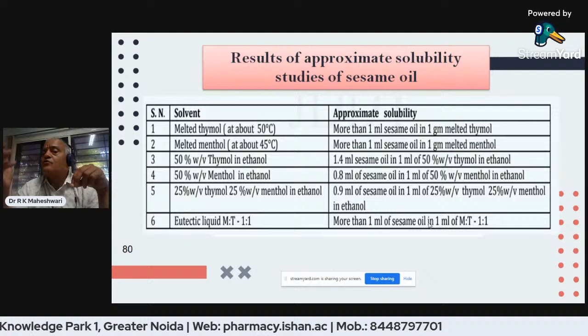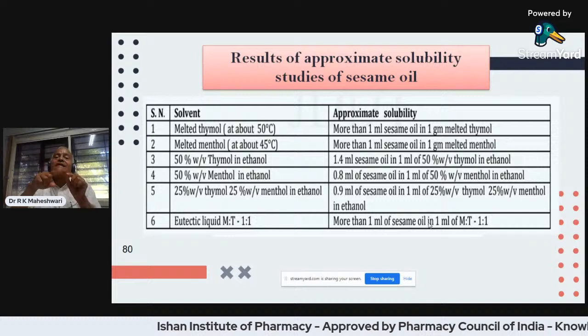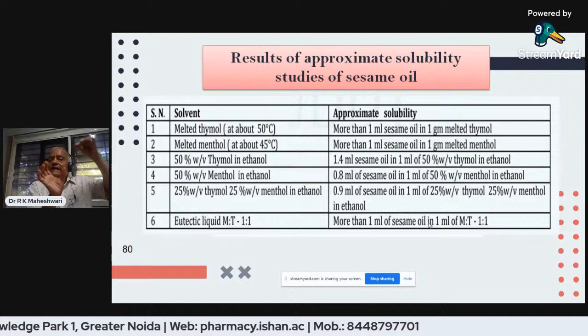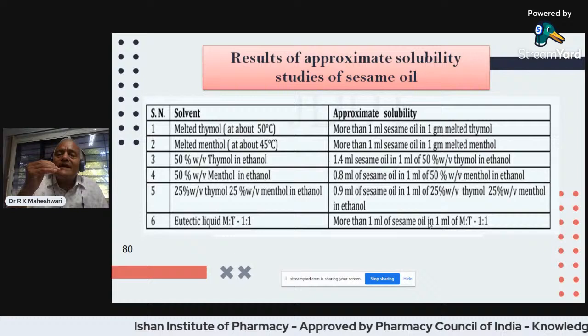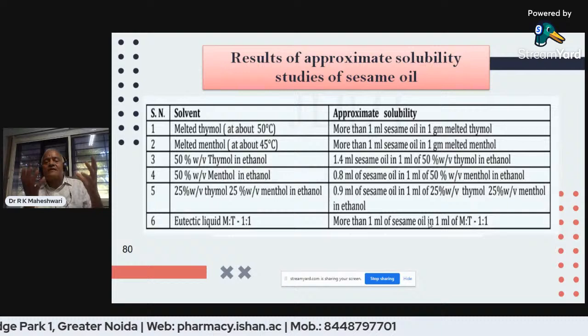Now I will tell you another example, by which a class 3 organic solvent, meaning ethanol, can be made a strong solvent like hexane by use of the solubilizing power of a solid. As you are seeing here, number 3, 50% weight by volume thymol in ethanol solution, thymol solid in ethanol. Now you see the solubility of sesame oil: 1.4 ml sesame oil is nicely dissolved by 1 ml of this solvent system. So you have made ethanol, a class 3 organic solvent, a strong solvent like hexane by use of a solid solubilizer, thymol. In the same way, menthol, 50% in ethanol, is also a strong solvent like hexane.